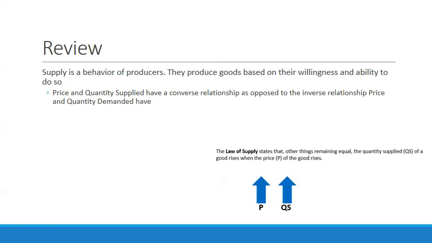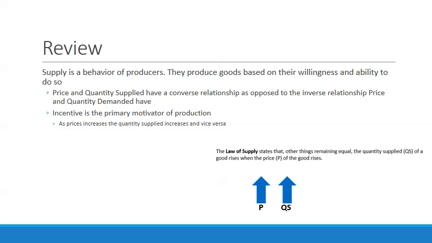So on the law of supply, stating that other things remain equal, the quantity supplied of a good rises when the price of the good rises. So remember, of course, then the opposite is true. When prices fall, quantity supplied will fall. Incentive is a primary motivator of production because when prices rise, we have the incentive to produce more goods because of the fact that we have a greater opportunity for total revenue. So as prices increase, the quantity supplied increases, and then of course vice versa. Higher prices equal higher revenues, thus increases in production. So these are the main points to remember from a review perspective.